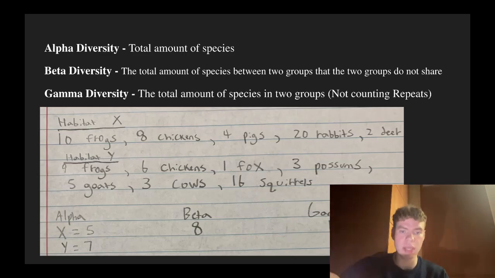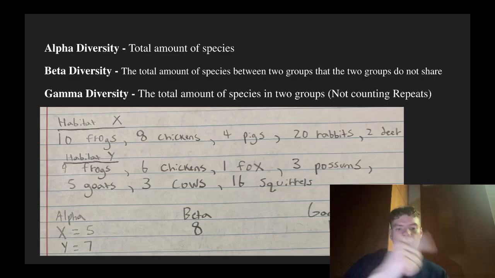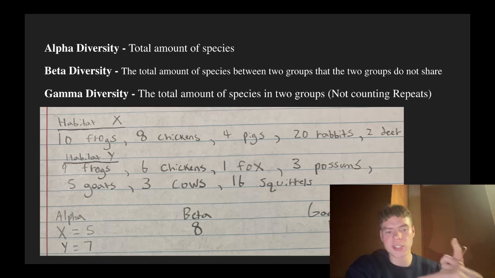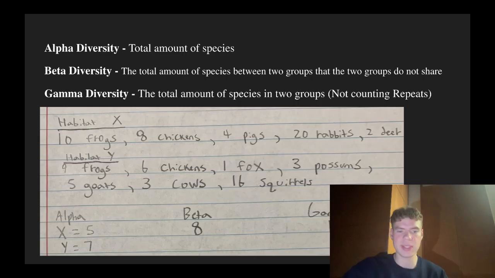And then gamma diversity is just the total amount of species between the two groups, not counting repeats. So like I said, if we combine the alpha diversity of both the groups, we get 12. And then we're not going to count frogs and chickens twice. So if we were just looking at the total amount of species that are present between the two habitats, we would get 10 because we would get frogs, chickens, pigs, rabbits, deer. And then in habitat Y, we're not going to count frogs and chickens, and we would get fox, possums, goats, cows, and squirrels. So that gamma diversity is 10.